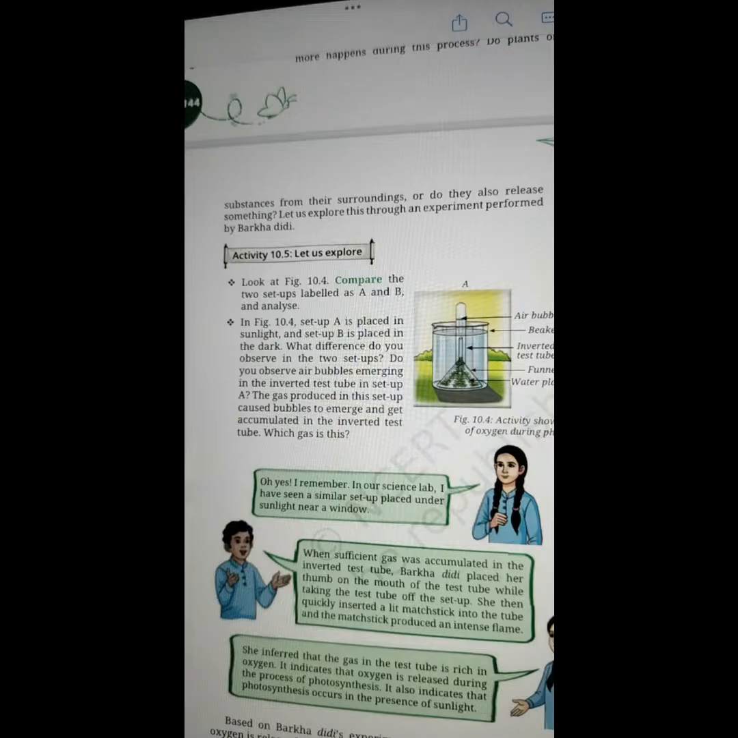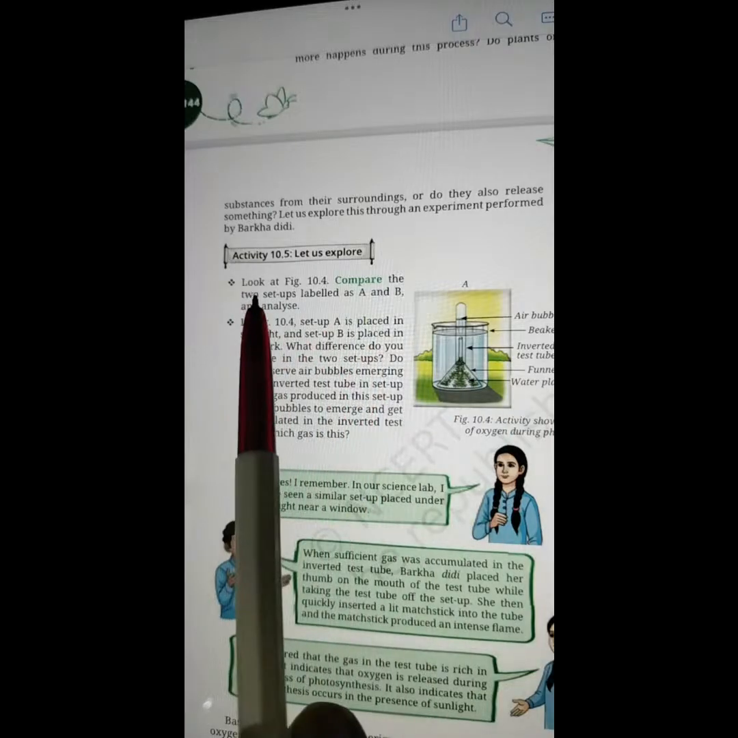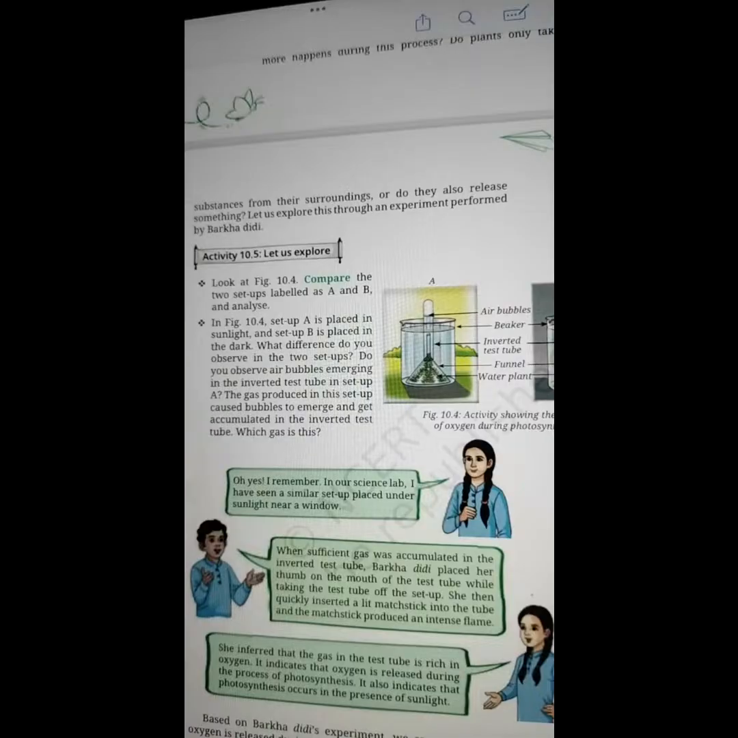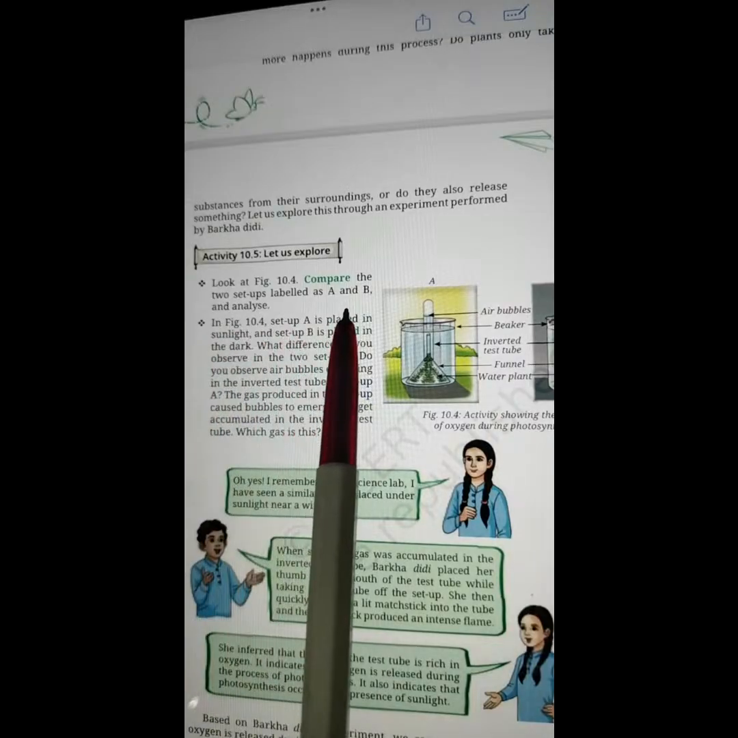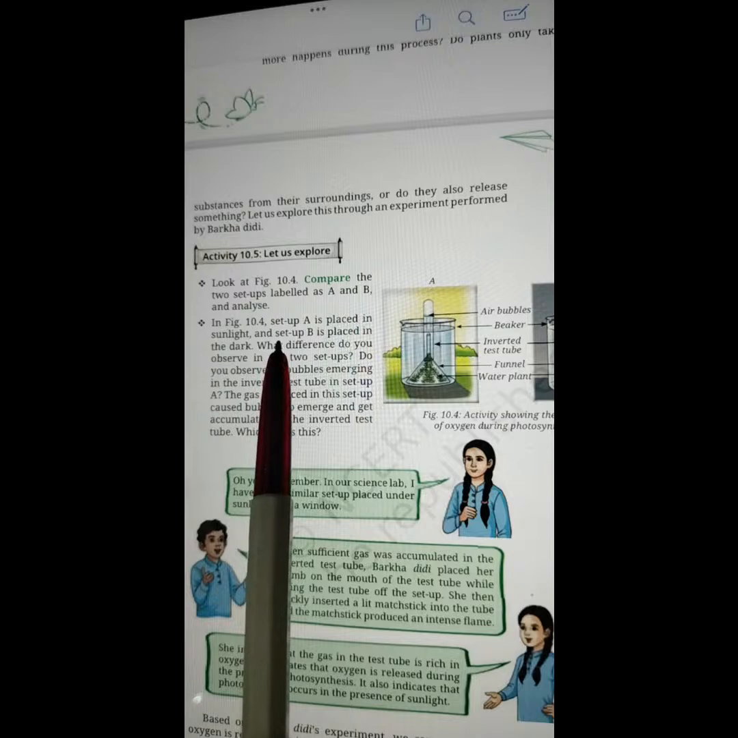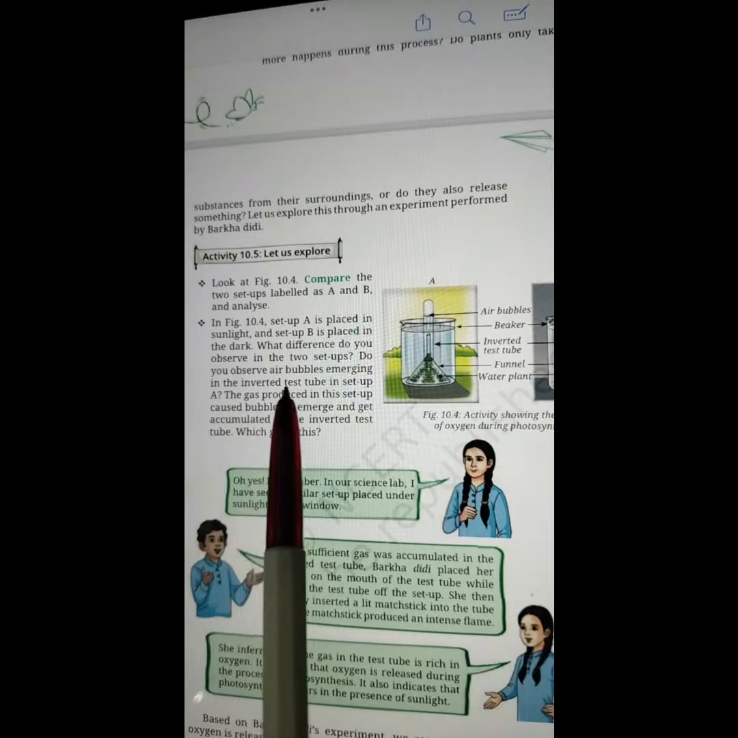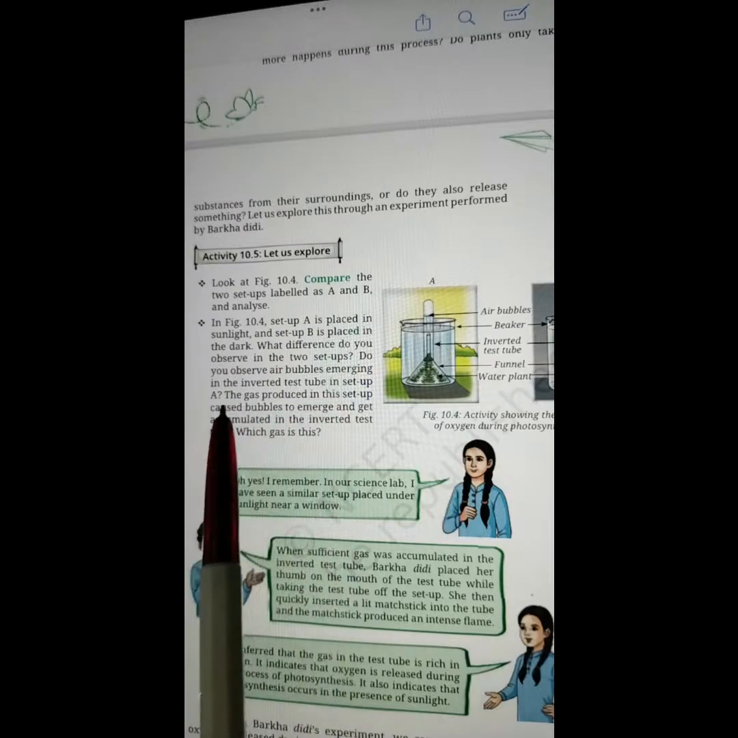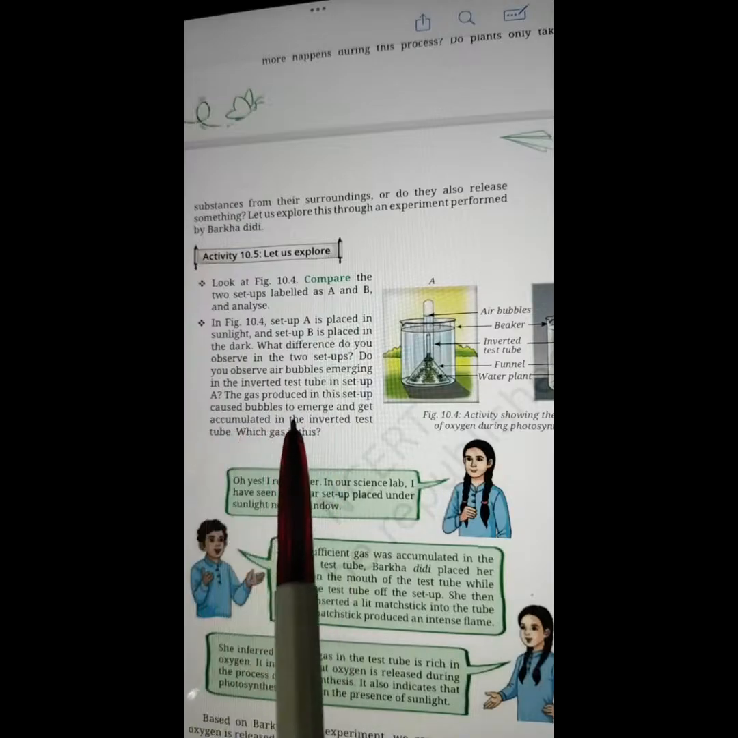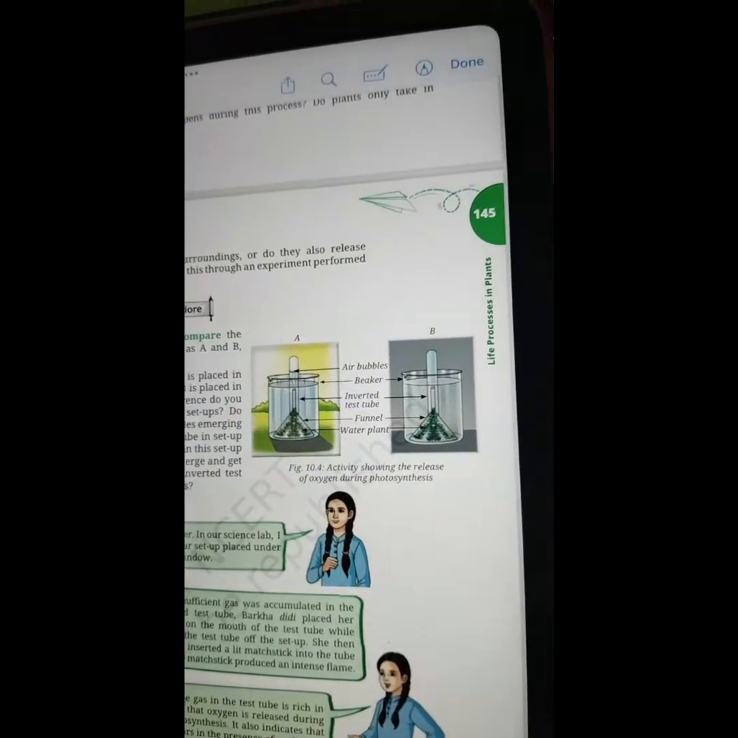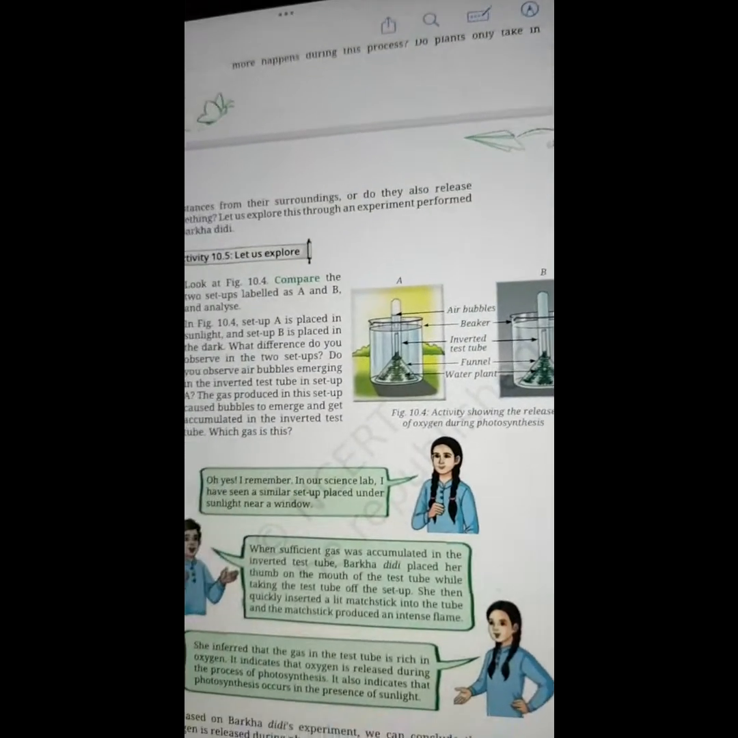Let us explore this through an experiment performed by Barkha Didi. Activity 10.5. Look at figure 10.4. The two setups labeled as A and B. In figure 10.4, setup A is placed in sunlight and setup B is placed in the dark. What difference do you observe in the two setups? Do you observe air bubbles emerging in the inverted test tube in setup A? The gas produced in this setup causes bubbles to emerge and get accumulated in the inverted test tube. Which gas is this? So here is the complete setup which they are talking about.